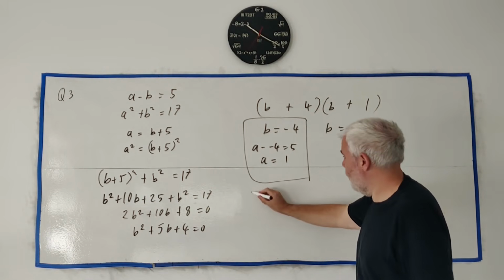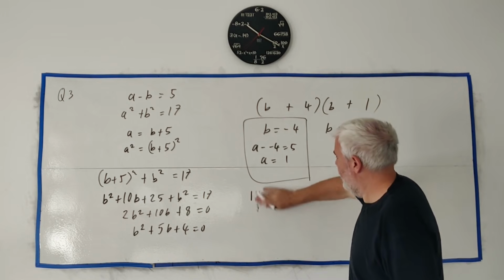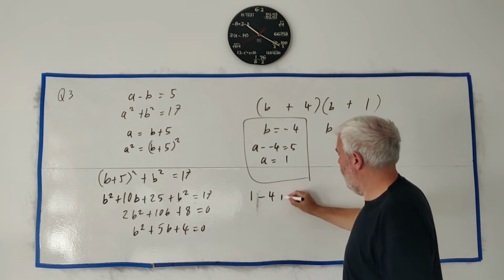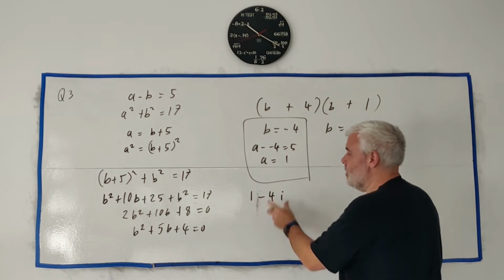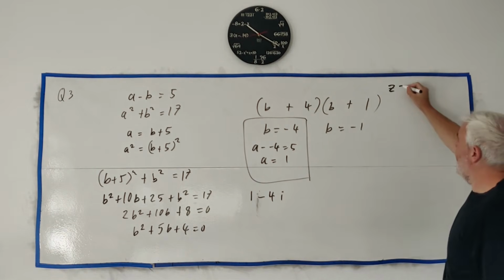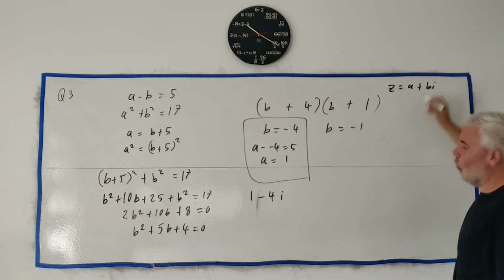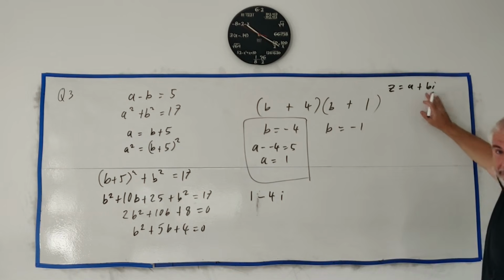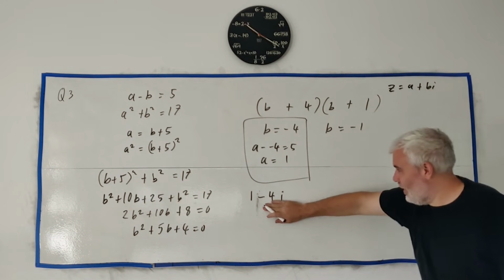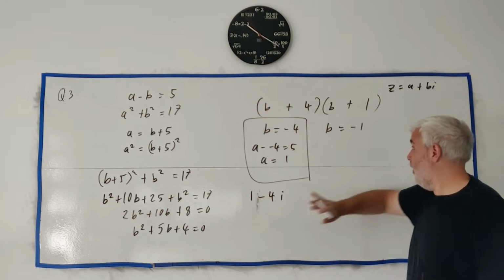Remember what they should look like. 1 minus 4i. That's this is Z. Remember, Z was equal, let's write it up here. Z is equal to A plus Bi. Or if you had read the question better than I did, Z is equal to X plus Yi. Either way, this is the answer they were looking for on this part.